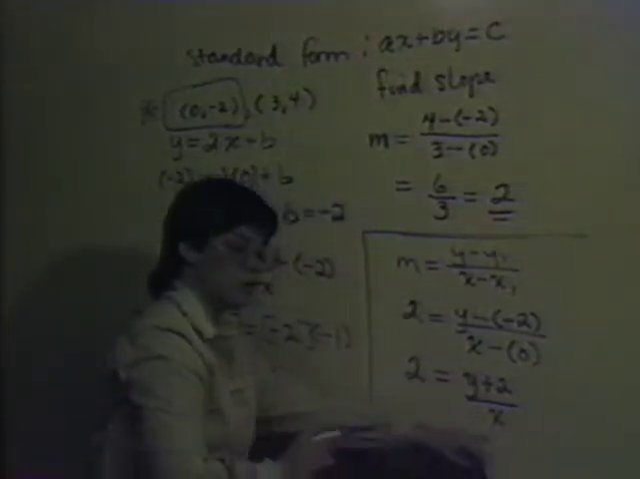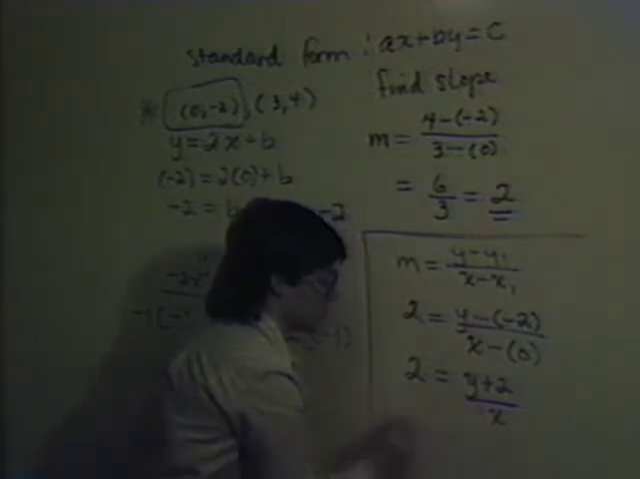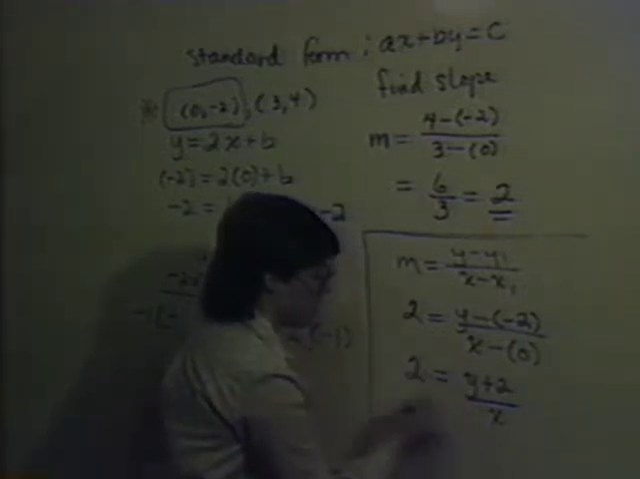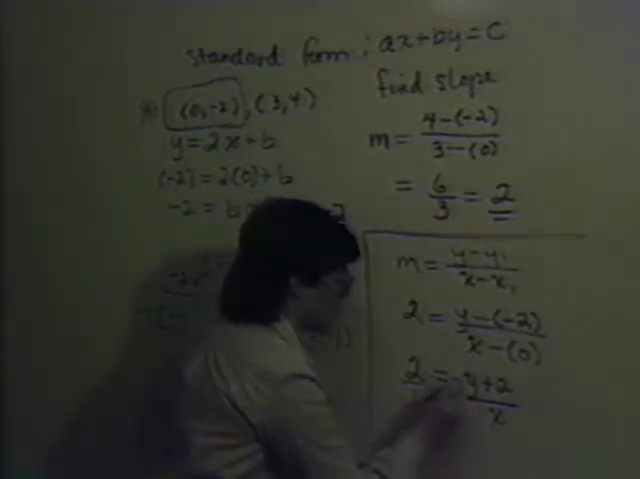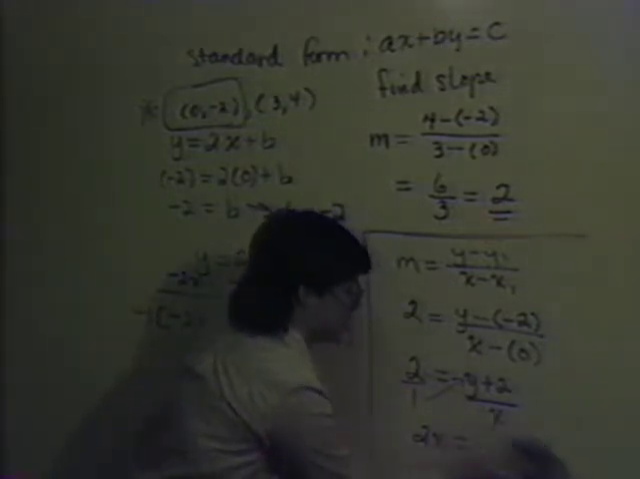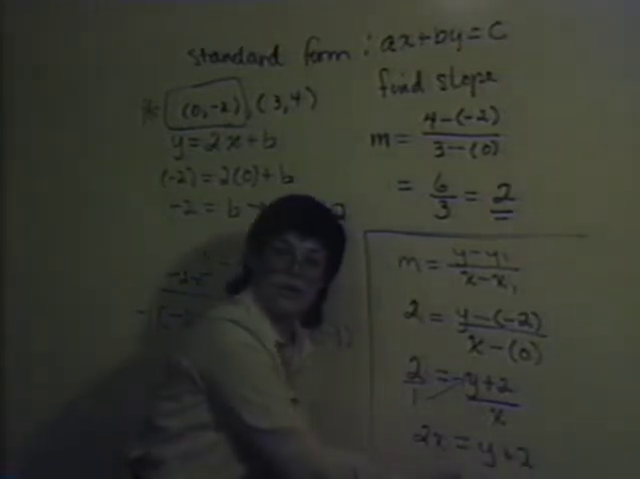Now cross-multiply this. Well, that'll give us? I don't get it. 2 times x, we're going to cross-multiply. 2 times x. Oh, okay. Of course, this is like 1 times this, so we'll have 1 times y plus 2 is still just y plus 2. Able to get down here on this?